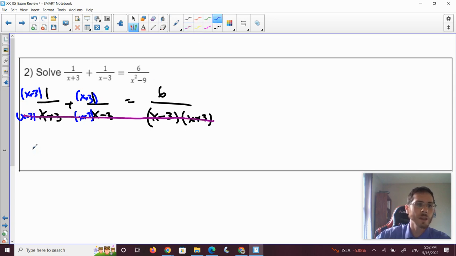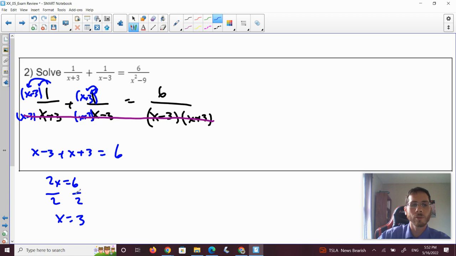So that gives us x minus 3. We distribute the 1, and we distribute that 1 there also, plus x plus 3 is equal to 6. So plus 3 and minus 3 would cancel, so 2x equals 6 when we combine like terms. Divide both sides by 2, and we get x equals 3.